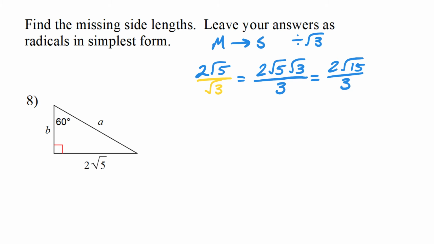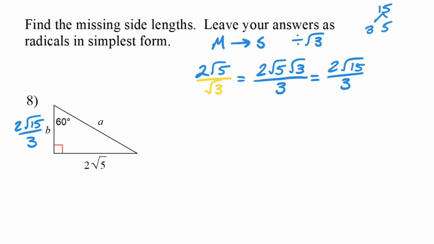Remember, 3 and 15 do not reduce because that's not really a 15, it's the square root of 15. And this does not simplify because 3 times 5 is the only way to get 15. And neither of those pair out, so we are just stuck with the small side equal to 2 square root of 15 over 3.